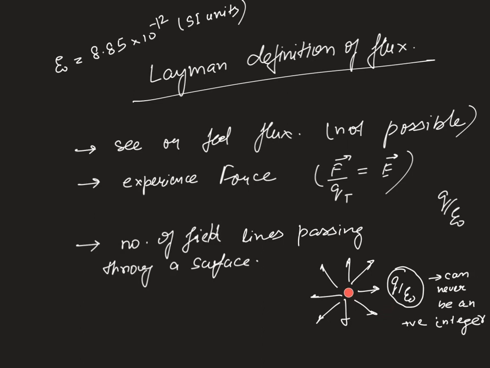So if this cannot be an integer, saying that flux is the number of field lines, please notice again, is a stupid thing to say, but it really works on a lot of levels. And how does it work? We shall see that. So we have taken a charge here. This charge is Q, and I can draw any number of lines here. Let's say I start with 8 lines.